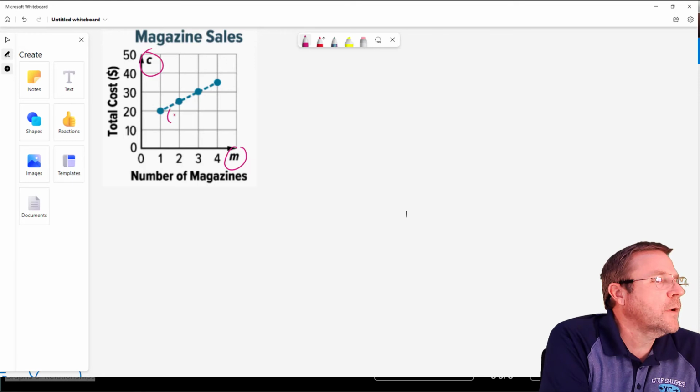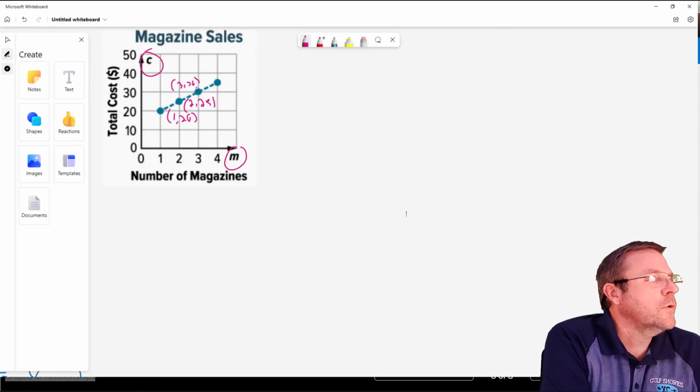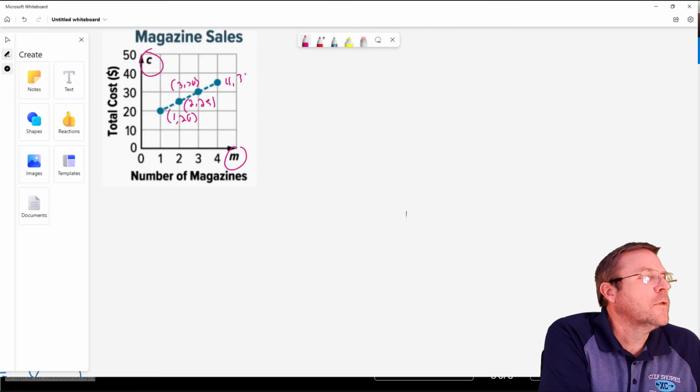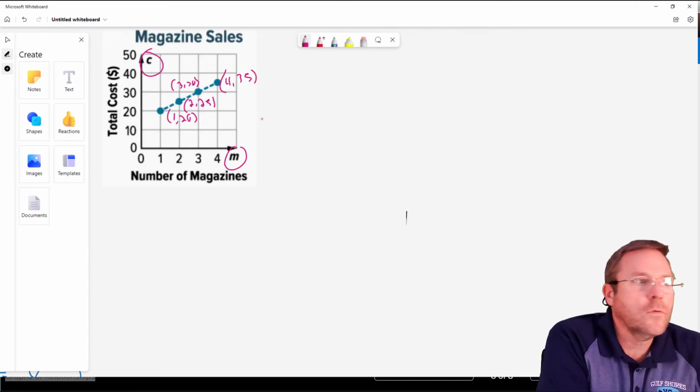So my first ordered pair is going to be 120. The second ordered pair is going to be 225. Put that in parentheses. The third ordered pair is going to be 330. And the fourth ordered pair is going to be 4, 35. So there's my ordered pairs.